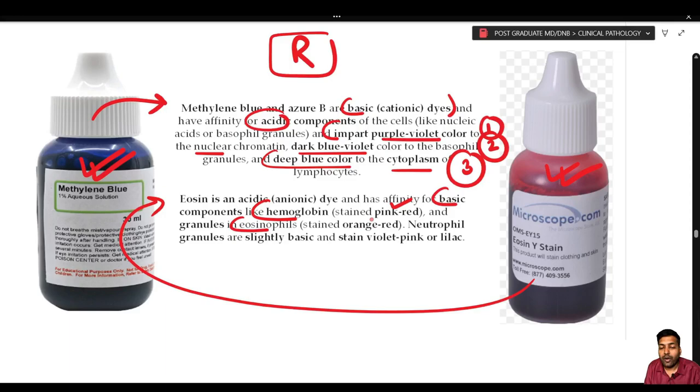Neutrophil granules are also slightly basic, and they stain violet pink or lilac. Actually, it is very light pink in color, or violet pink or lilac in color. So this is how the staining is done, and this is called differential staining. The basic principle of any Romanovsky stain is differential staining, and they have a mixture of acidic and basic dye. So you have to say these points in the exam when you are asked about the principle.